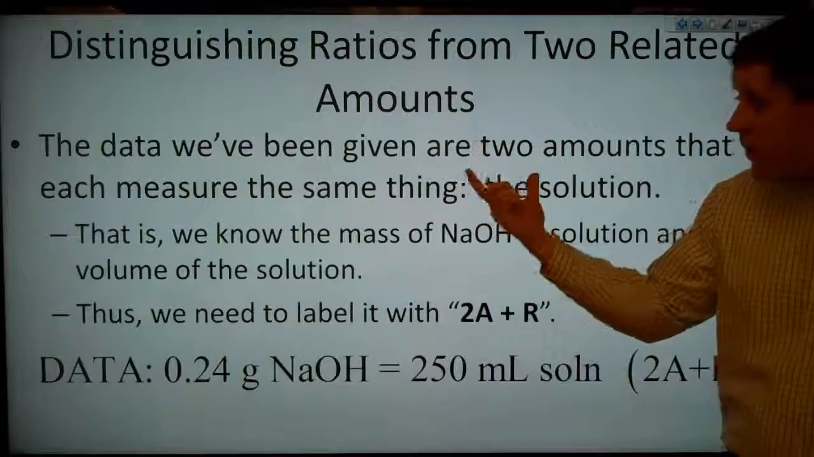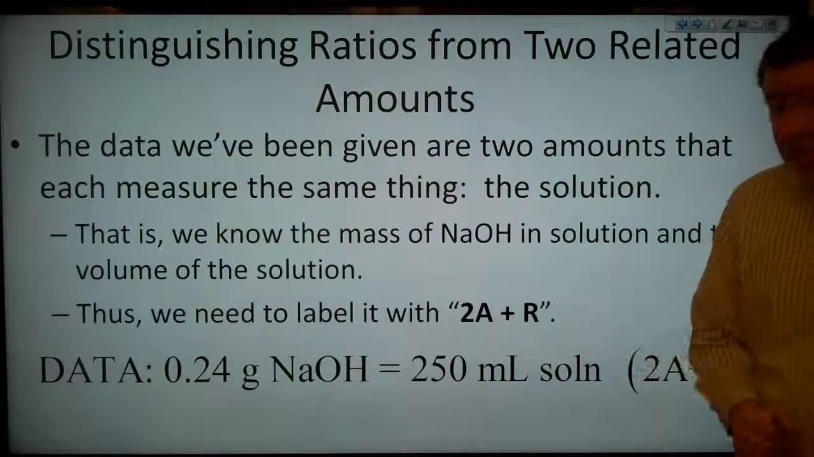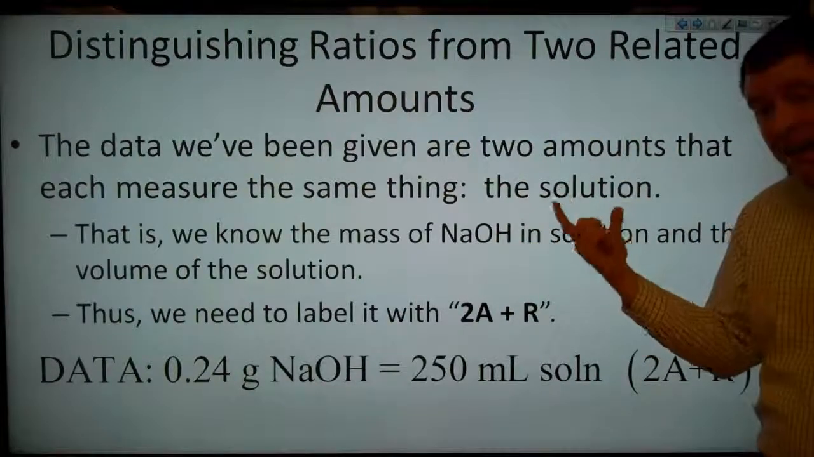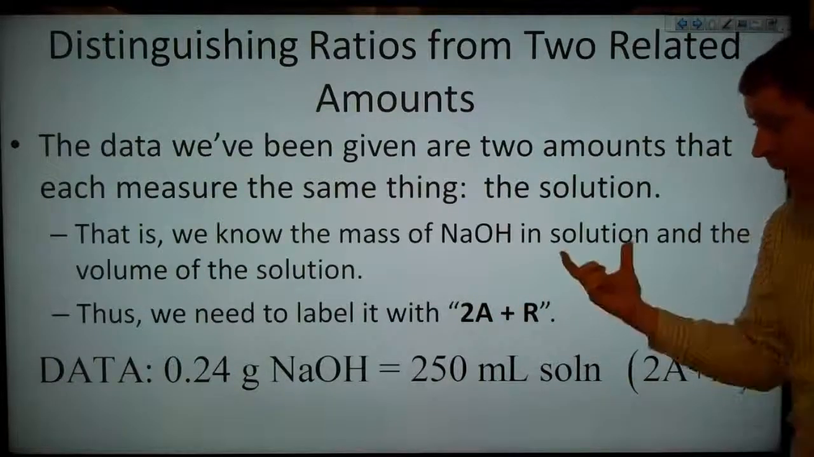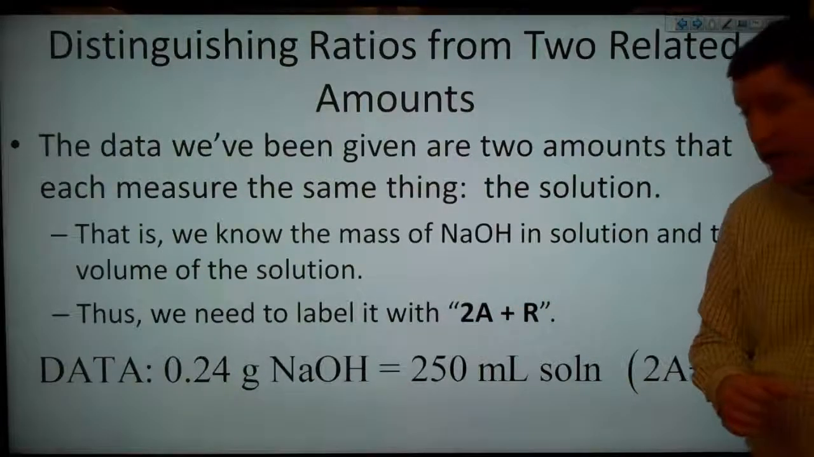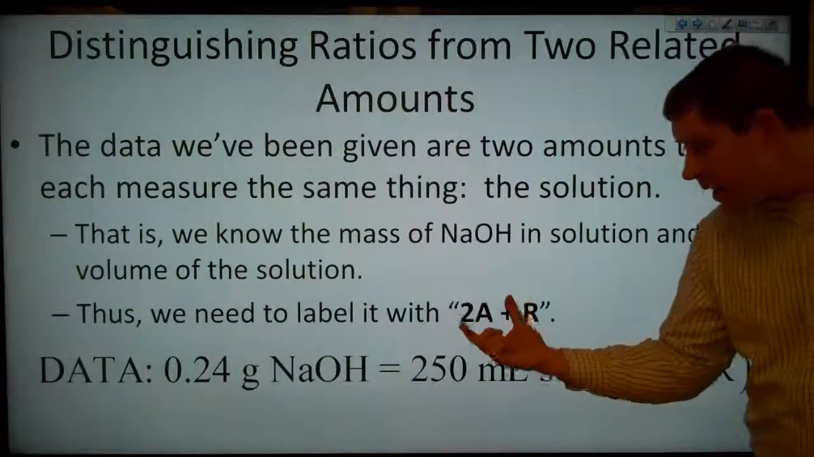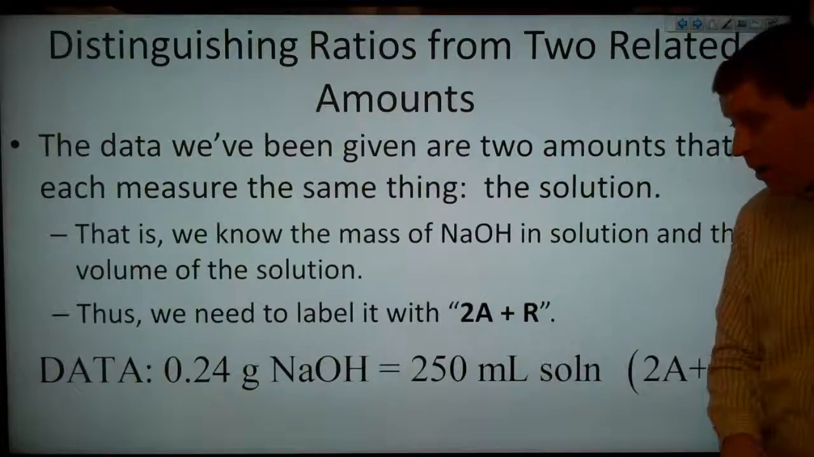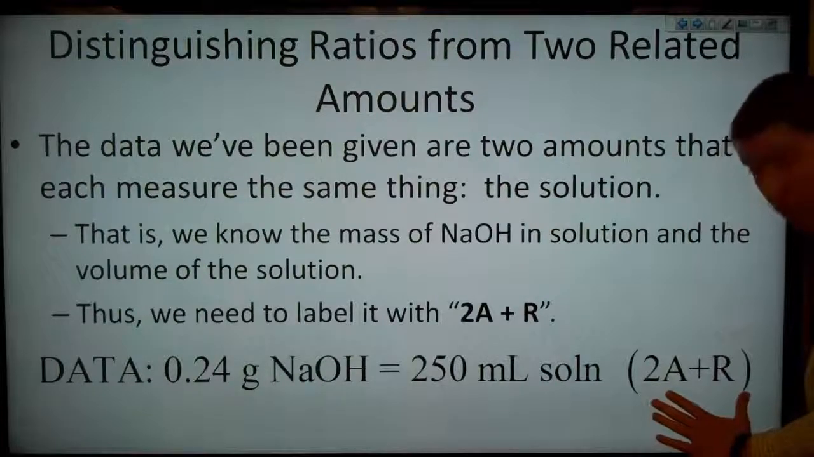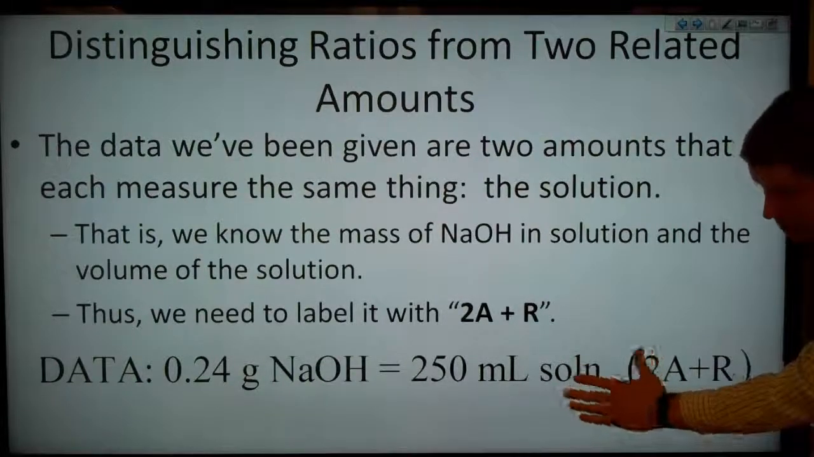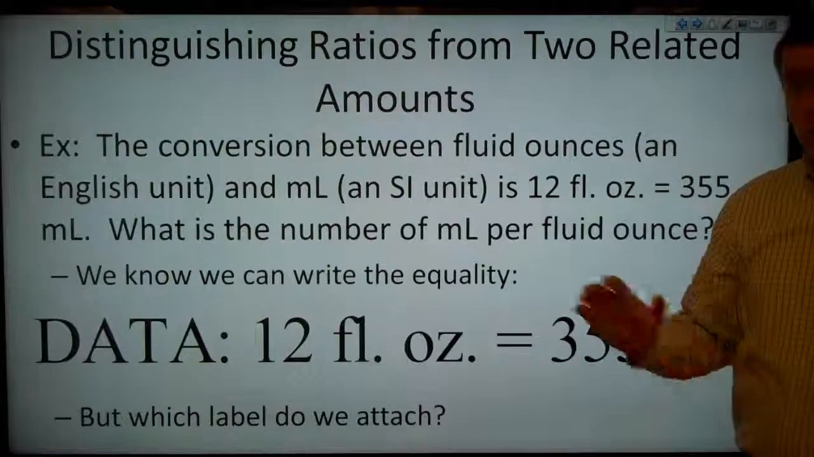Well, the data that we've been given are 2 amounts that each measure the same thing, that's solution. That is, we know the mass of sodium hydroxide in solution, and we know the volume of solution. And thus, we need to label it with 2A plus R. So we've got down here our data, and over here we've got a 2A plus R in parentheses next to our equality. Let's look at another example.